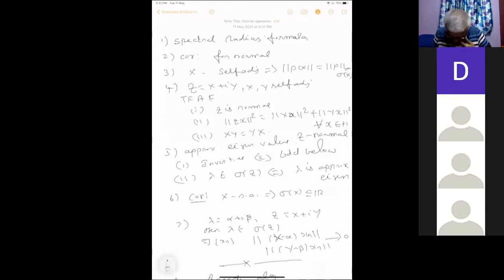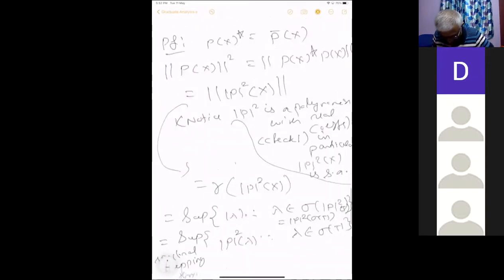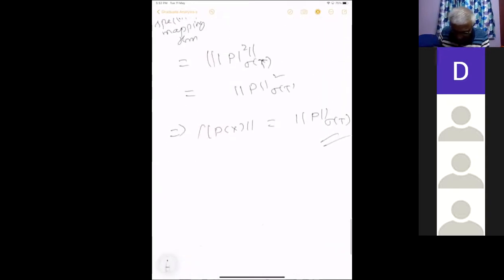Now we want to look at what is called a Cartesian decomposition and prove something for normal operators. These normal operators are like complex numbers. Okay, so that's what this says. So this is a proposition, and I hope all of you know this.